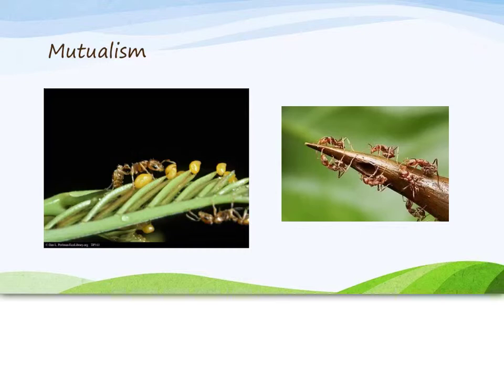The next category is mutualism. So remember, mutualism is both benefit. All right, so you're going to watch a video on the ant with the acacia tree, and you'll see how mutualism exists. So basically, with mutualism, they both gain something from being near each other.